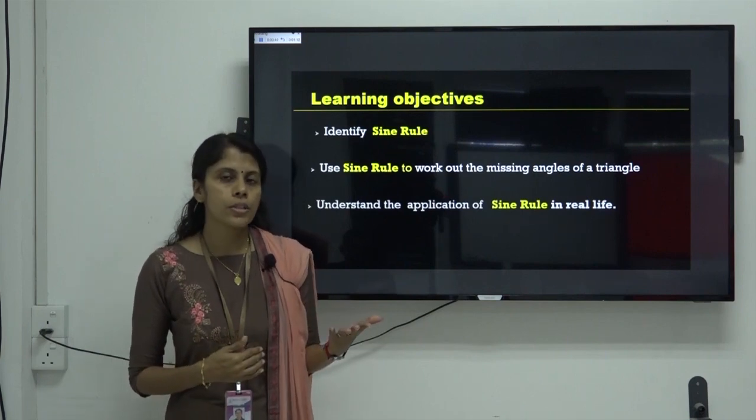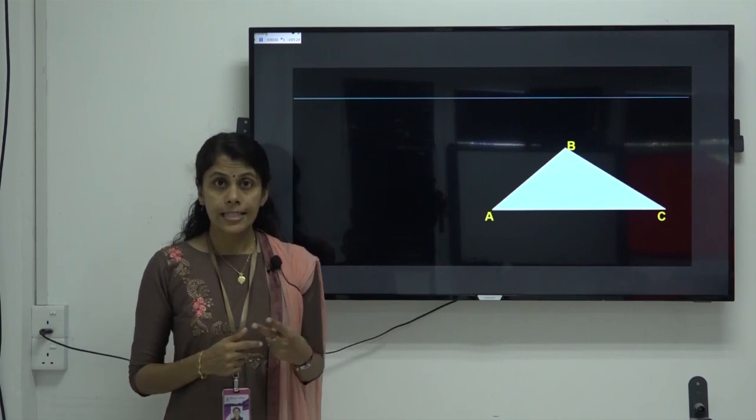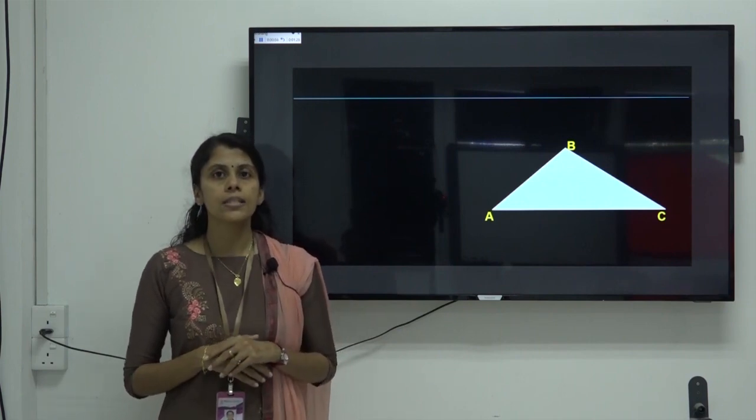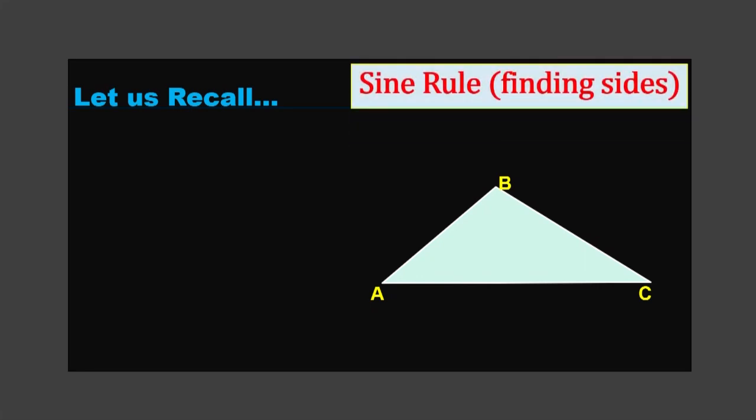Now, before we move into the topic, let's do a quick recall on two basic concepts which you have learned in the previous classes. The first one being sine rule. Does anyone remember how we use sine rule in calculating the missing sides of any triangle? That's correct. We use sine rule when two angles and two sides are given, out of which one will be the unknown. Now let's check how do we use sine rule.